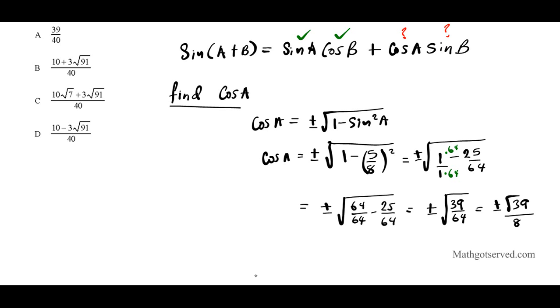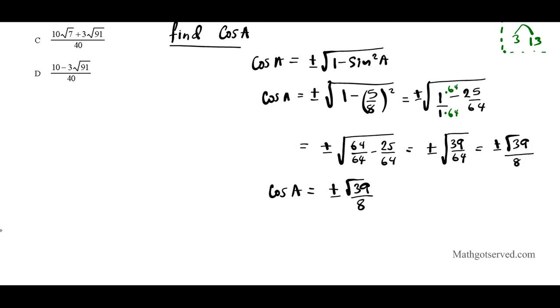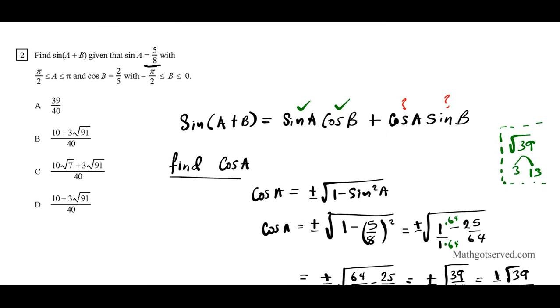Now let's see if root 39 can be reduced any further. Root 39, take out 3 and 13. These are both prime, so it cannot be reduced. So cosine A is plus or minus root 39 over 8. The question now is, is it positive or negative? The restrictions on A will tell us. Remember, we're told here that A is between pi over 2 and pi.